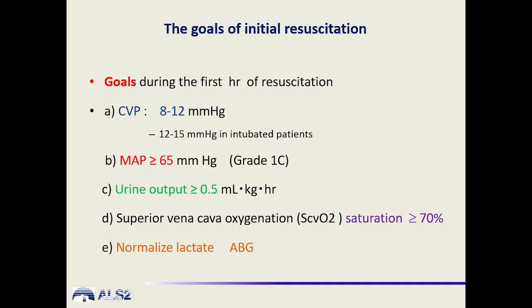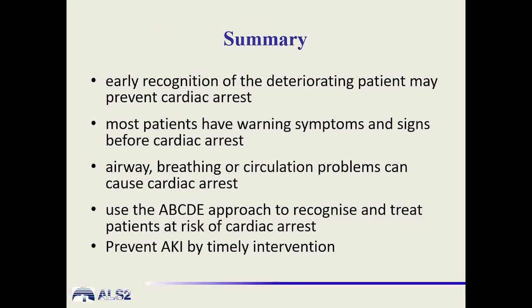CVP, mean arterial pressure, now they say don't go for the 65 mean arterial pressure because in some patients the pressures are low, so you might even target a little less blood pressure. Urine output and normalizing the lactate levels. If the lactate levels are above 2, you have to resuscitate. When you are resuscitating the patient and the output is coming up, the lactate levels will slowly go down. So that is about how to pick up a deteriorating patient and manage a deteriorating patient.